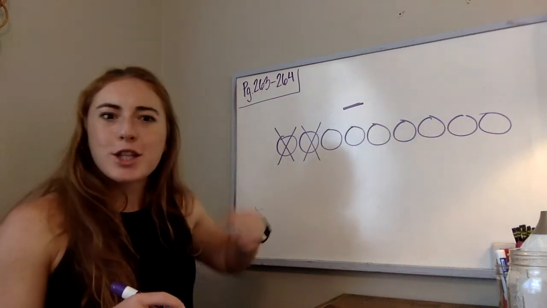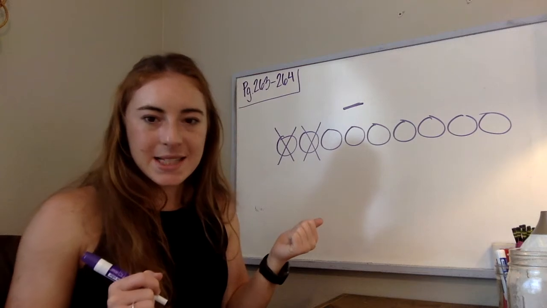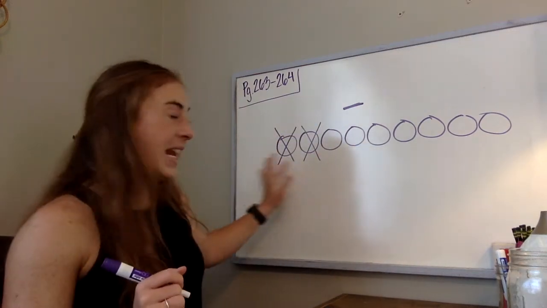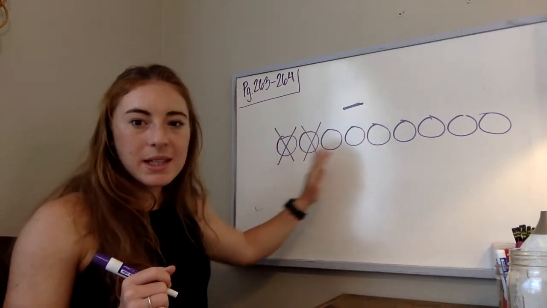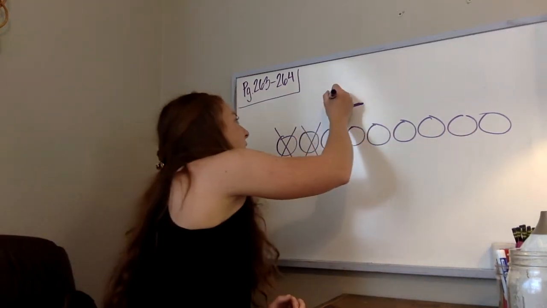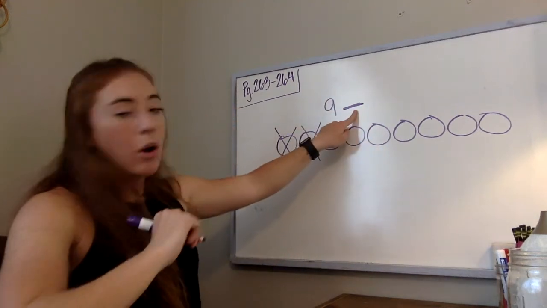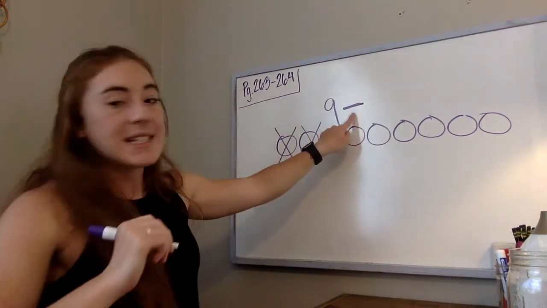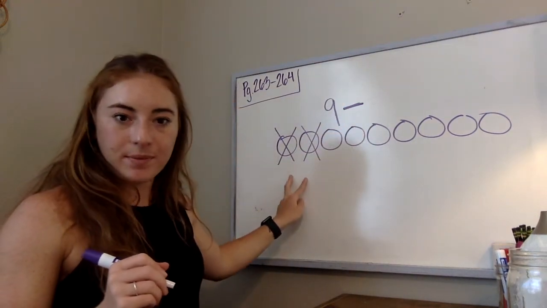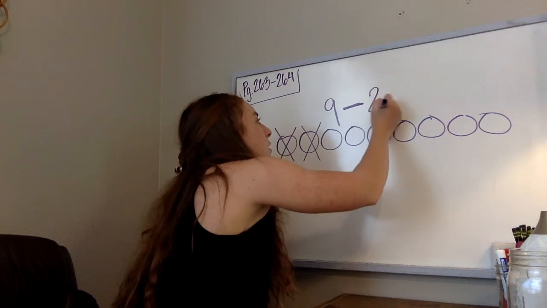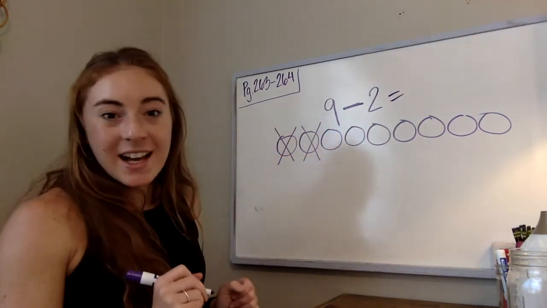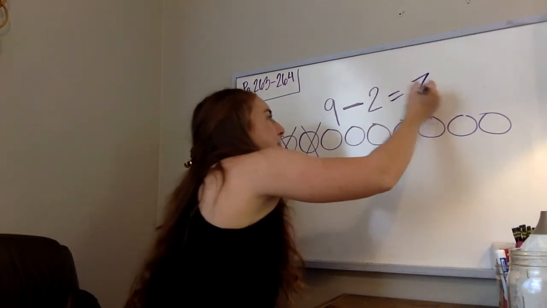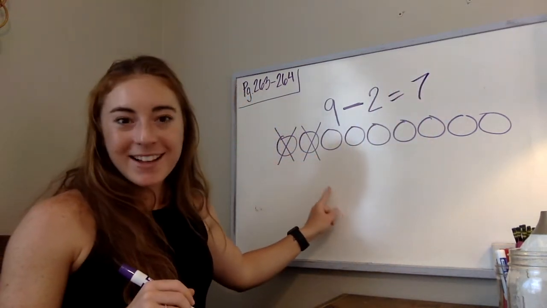7. Good job. So can you help me write a number sentence? We're going to start with the number of cookies that he had at the beginning. How many did he start with? 9. And we're going to take away, my 9 needs to be a little longer. We're going to take away how many cookies? 2. And how many does he have left, detectives? 7. Good job. Make sure your paper matches mine.